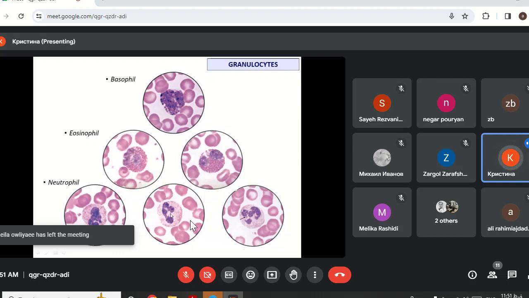And in the lower 3 pictures we have neutrophils with 1, 2, 3, 4 or 5 segments of nucleus with a bar body labeled with the arrow, and more transparent, pale stained cytoplasm with very tiny red and blue granules.